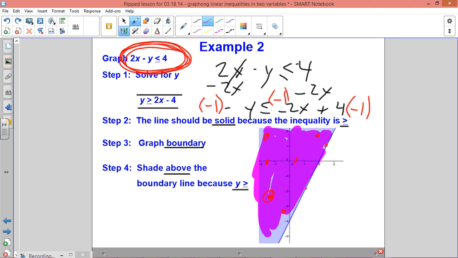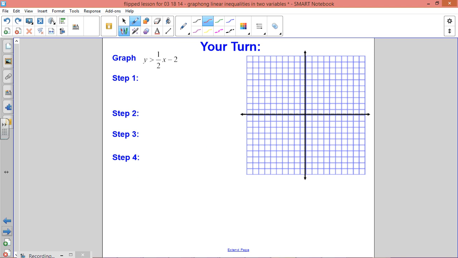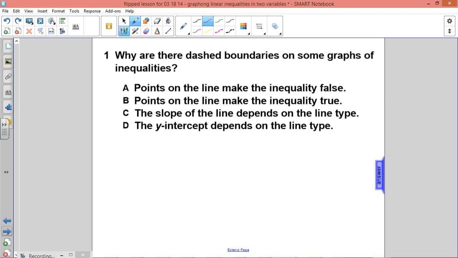I am now done. As soon as you, oh, actually, I'm not done. I'm sorry. You're going to do this question on your own. You're going to try to graph y is greater than 1/2 x minus 2. And then we're going to answer this question together. Why are there dashed boundaries on some graphs of inequalities?